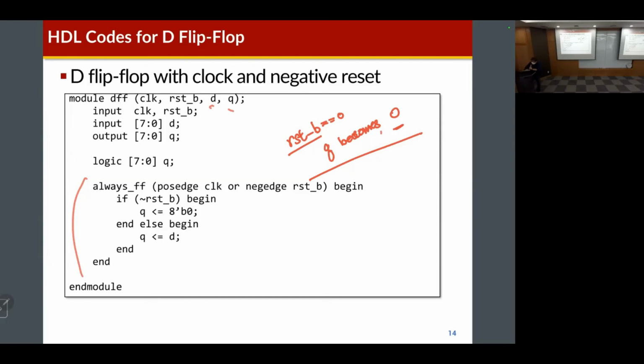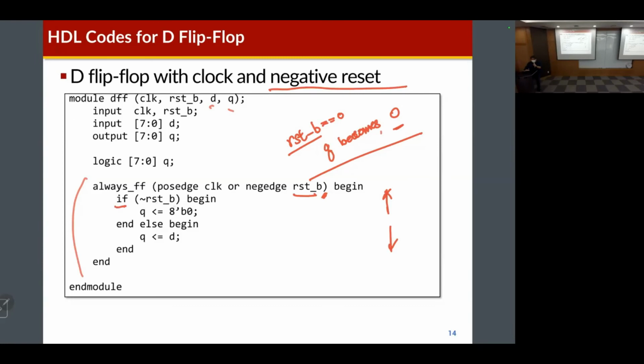If you see this behavioral model of the D flip-flop, this is also a sensitivity list. In the sensitivity list, you can find the positive edge of the clock and the negative edge of reset underbar B. Which means that this statement will be reflected at the rising edge of the clock, the positive edge of the clock, and at the negative edge of the reset, because we use the negative reset.